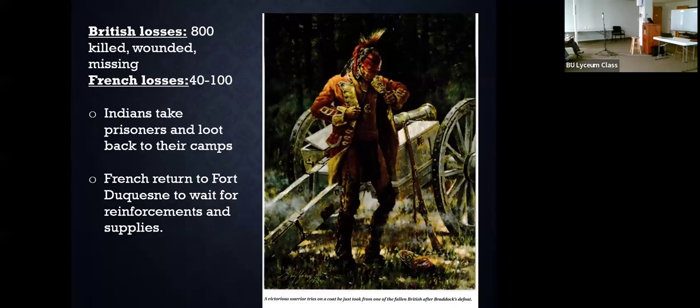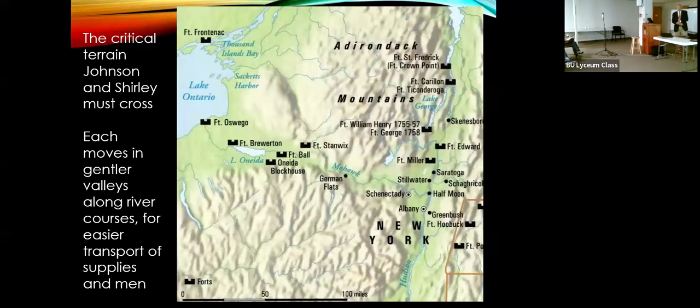The Indians take prisoners, loot, and then, like most times, as will happen during the French and Indian War, see ya, I'm going home. I survived the battle, I've got loot, I've got trophies, maybe scalps. I can go back and show my people I am a great warrior, because that's the ethos. The French return. I just like this because the victorious warrior tries on a coat he just took from one of the fallen British after Braddock's defeat. Again, that's because that's your trophy. Look what I did, look what I have. This improves your prestige considerably.